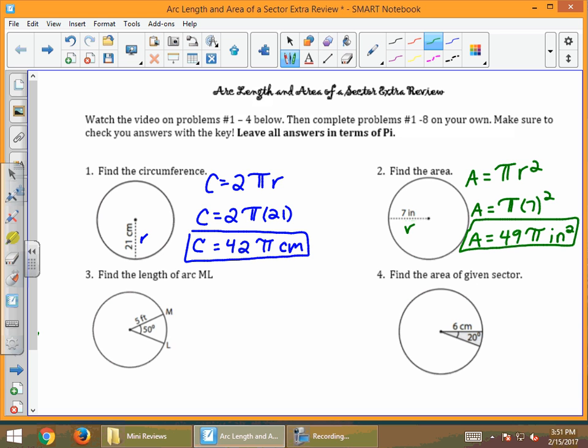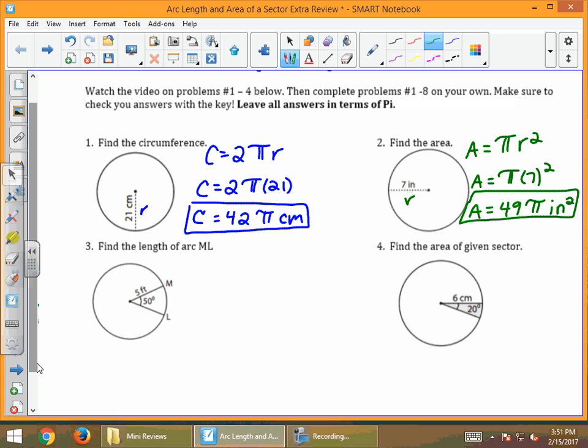So for 3, we want to find arc length. Okay? So what you're going to do, you're going to take the measure of the arc, not the length, it's the measure. So this arc is 50 degrees because the central angle and the arc are the same. So you're going to take the arc measure and put it over 360. Then you're going to multiply it by the circumference of the whole circle.